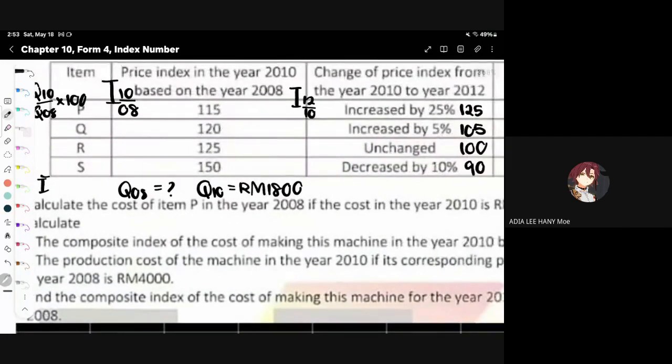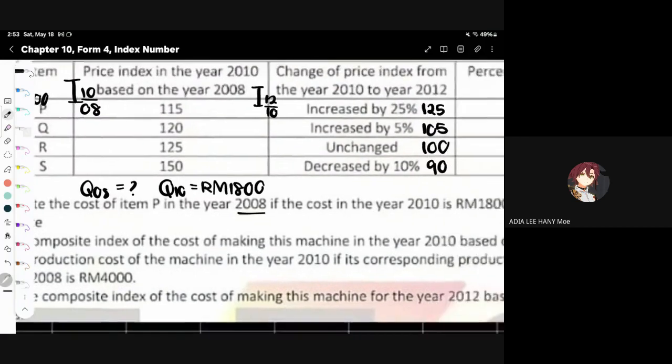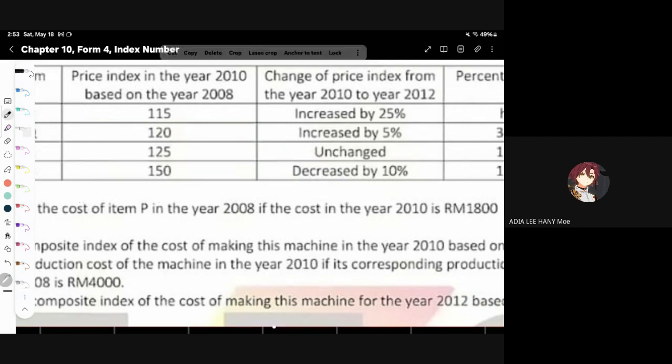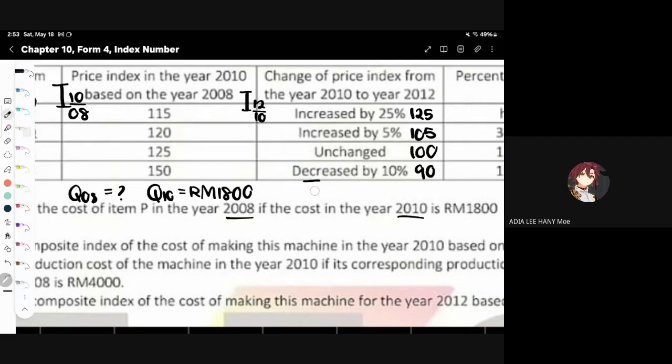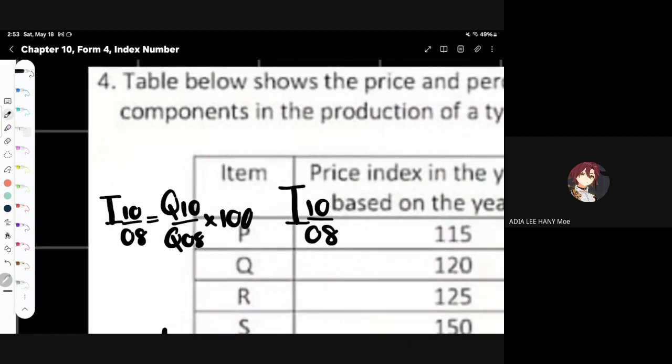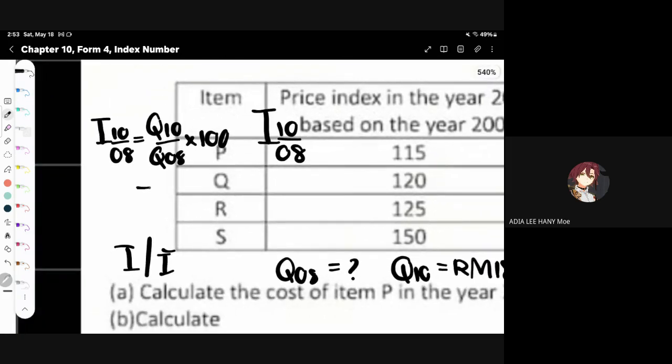The year we use depends on the question. If they mention 2008 and 2010, then we use these two years. And remember, the value on top is the newer year and the value on the bottom is the older year. So that's why I use that one. If I write it like that, the Q on top will be 10 and the Q on the bottom will be 08. So let's do that one here.